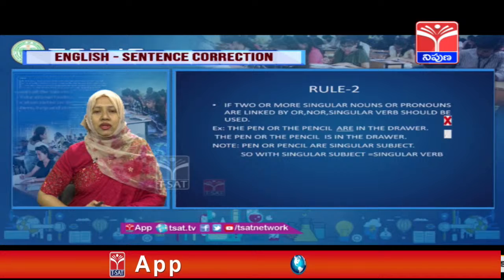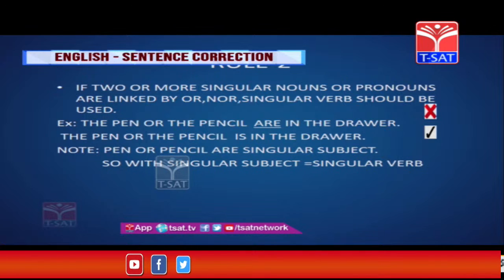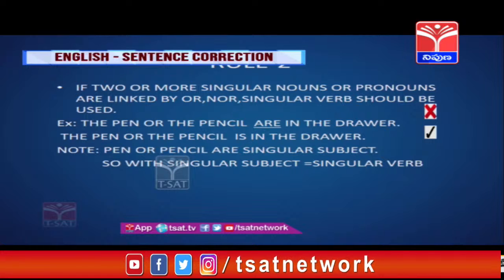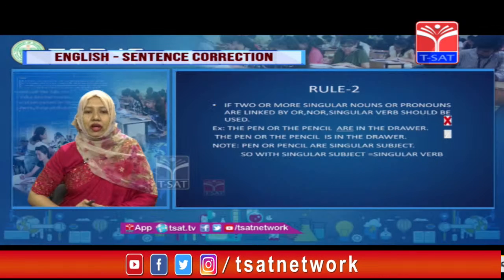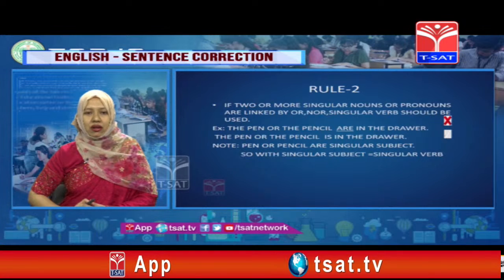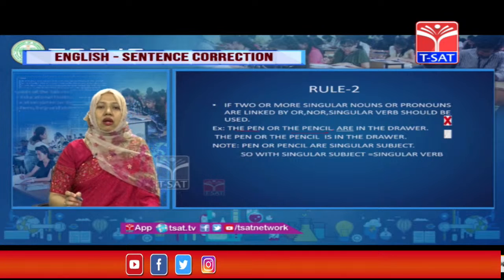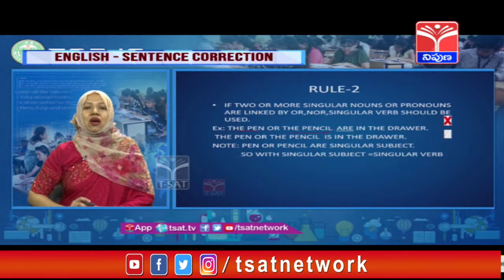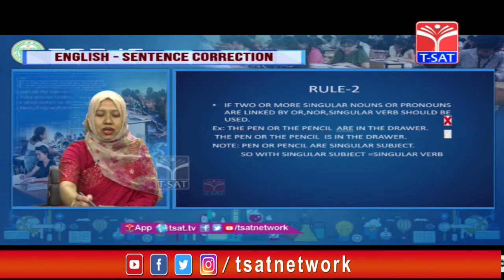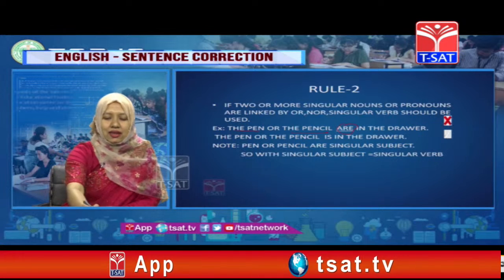If 2 or more singular nouns or pronouns are linked by "or" or "nor", a singular verb should be used. For example, "The pen or the pencil are in the drawer." We are using "or" here. So when we use "or" or "nor", we are talking about one subject. Though 2 subjects are mentioned here, the pen and the pencil, we need to consider it as one subject. Here "are" is used as a helping verb, which is wrong. The correct sentence is "The pen or the pencil is in the drawer."